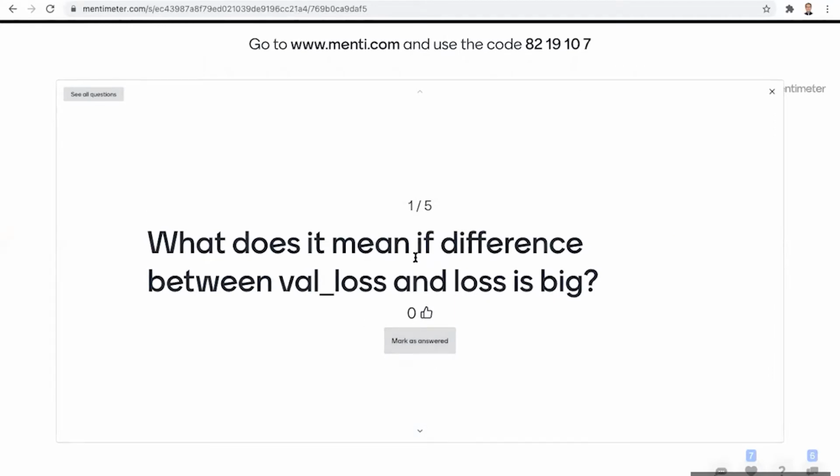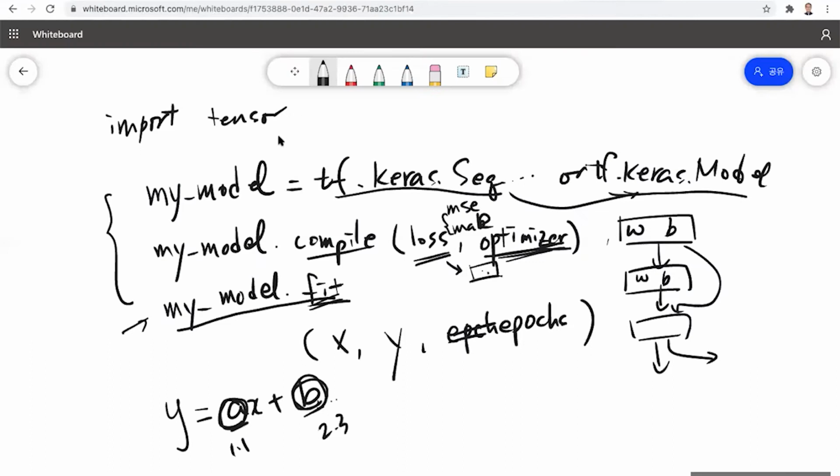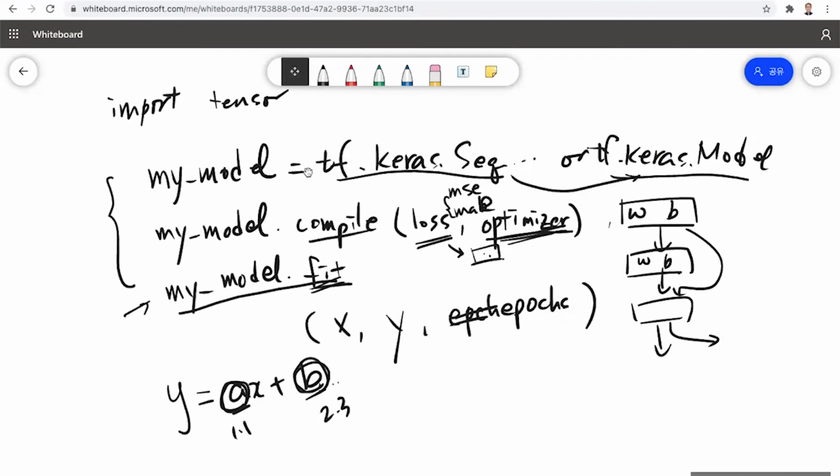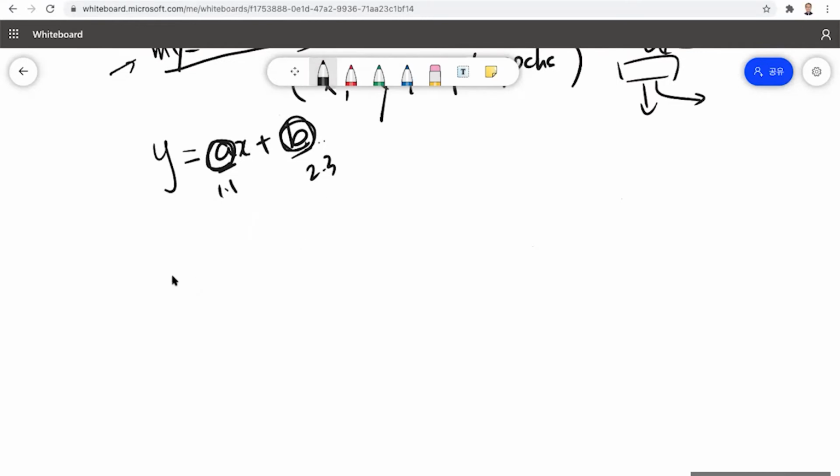So what does it mean if the difference between validation loss and the pure loss is big? That means your model is overfitted. So what do I mean by overfit is the following. I'm going to explain it with a simple regression model. So suppose you have data like this one.